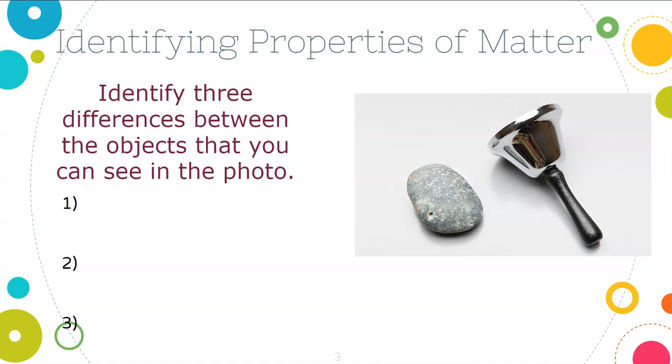So I want you to take a look at this picture. We have a rock and we have a bell. I want you to identify 3 differences between the objects that you can see in this photo. Again, the rock and the bell are the 2 things that you are comparing. Please make sure you write your differences on this slide in your notebook. Begin.